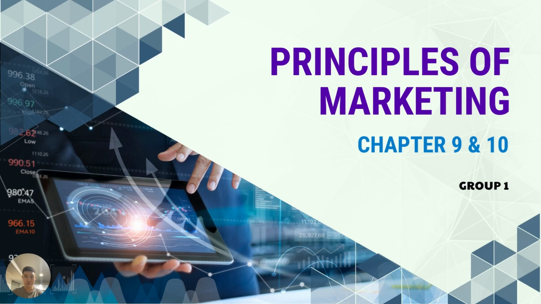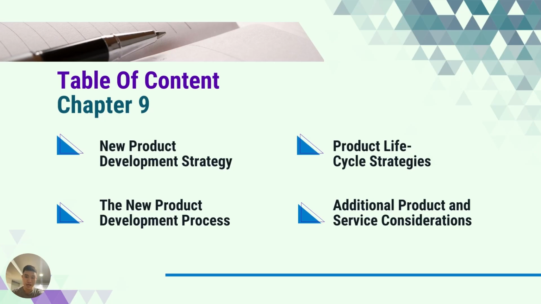Today we will introduce to you guys chapter 9 and chapter 10 of Principles of Marketing. And now we will move on with the first one. It is the table of contents of chapter 9. In this chapter, we have four key elements.